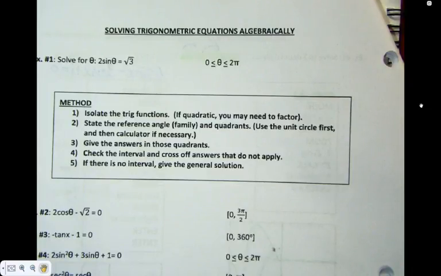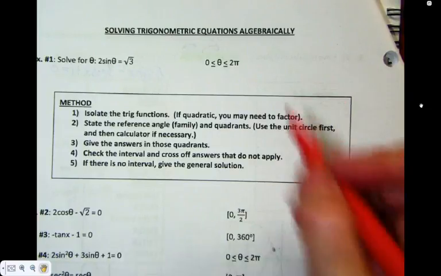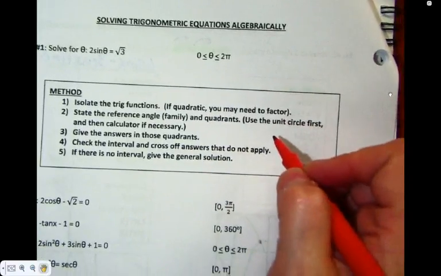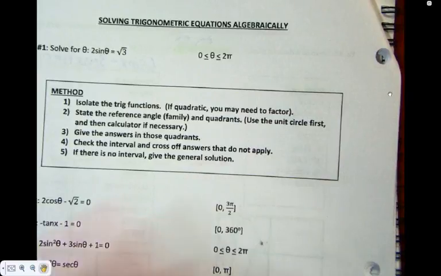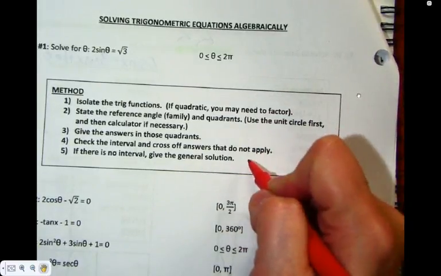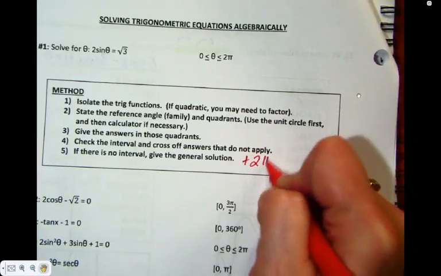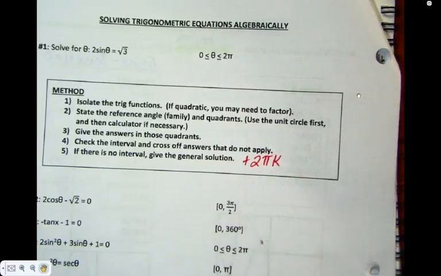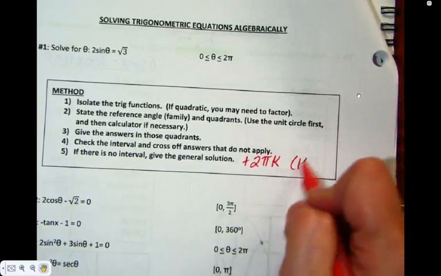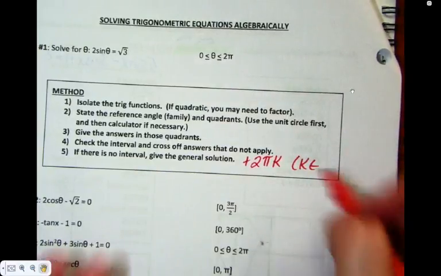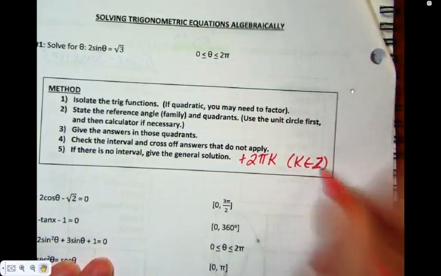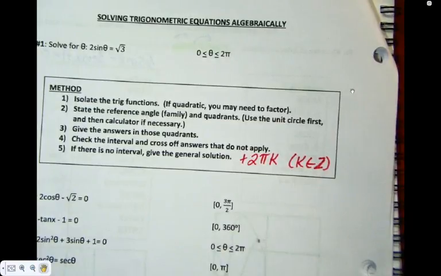Who remembers it from yesterday? Plus 2 pi k. K is an element of? And I'll explain what that means when we get down there.